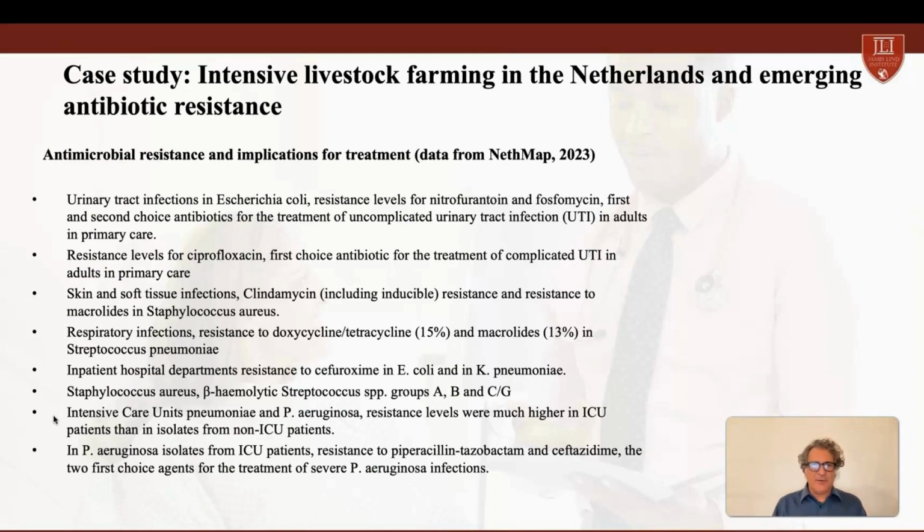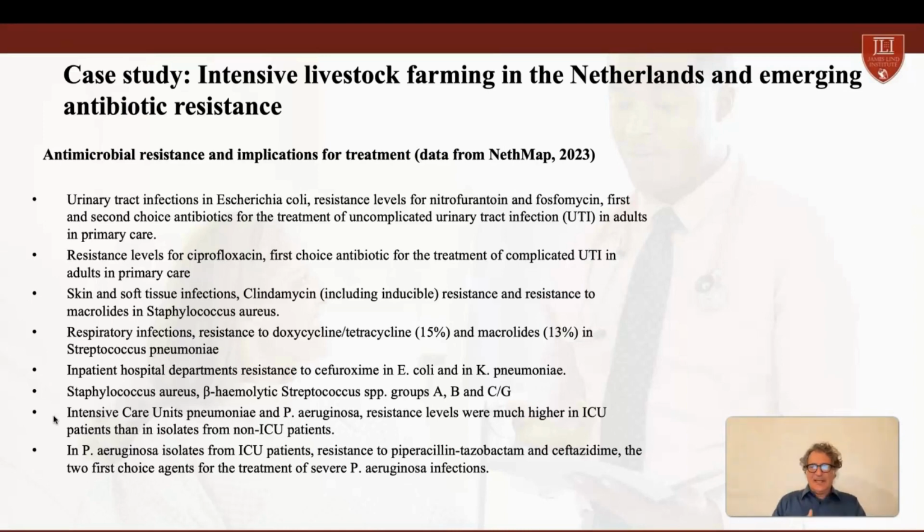So the antimicrobial resistance and its implication for treatments, first of all, is in terms of urinary tract infection, Escherichia coli. This is the typical infection of animals that is usually treated with specific drugs in veterinary medicine. So, for example, the resistance level of ciprofloxacin, a first choice antibiotic for treatment of complicated UTI in adult primary care.